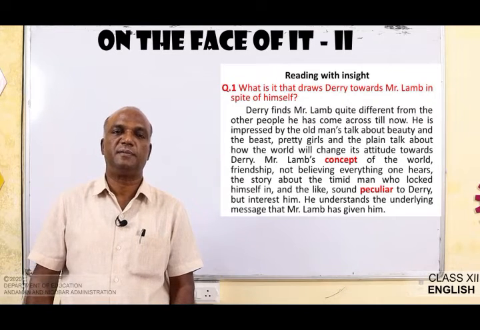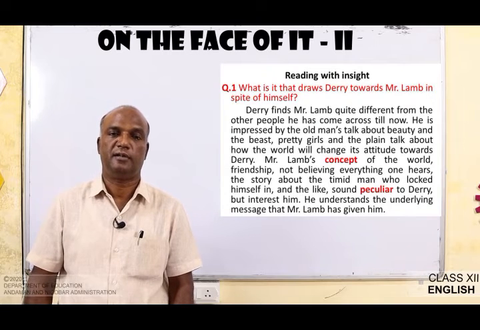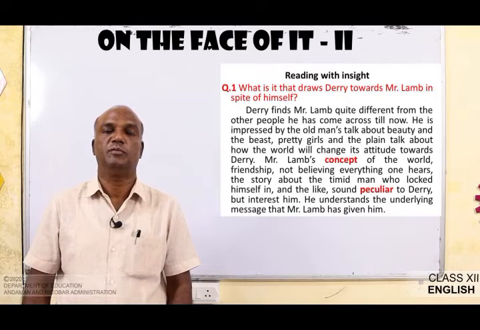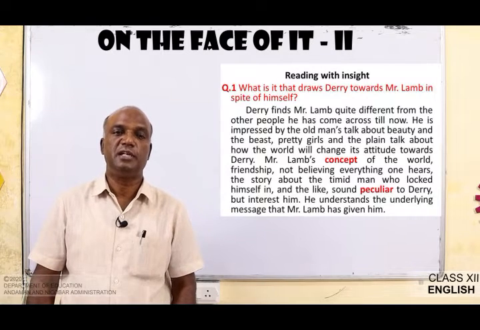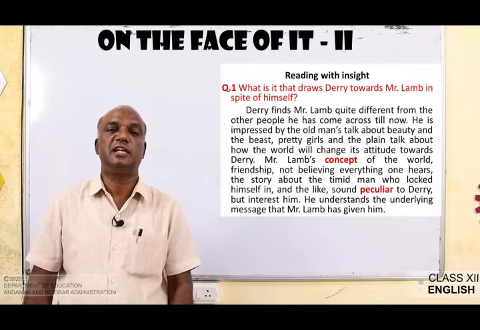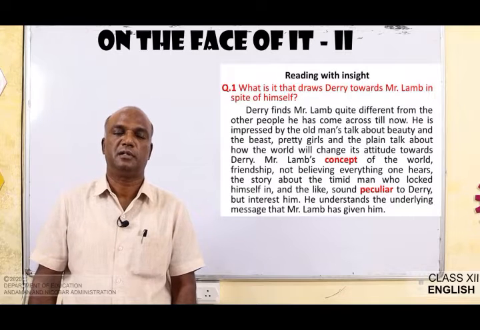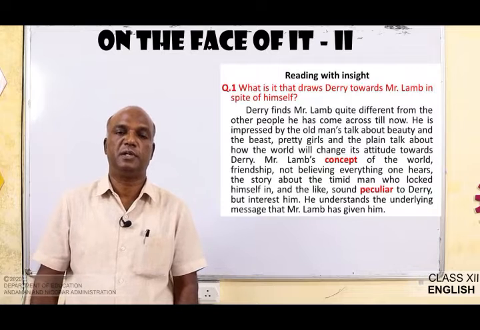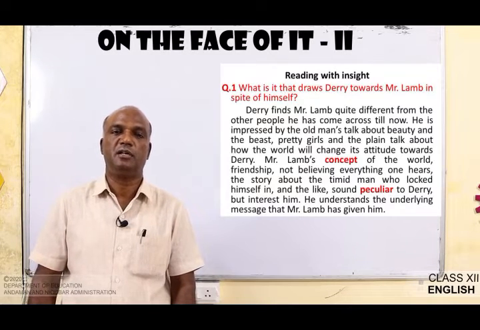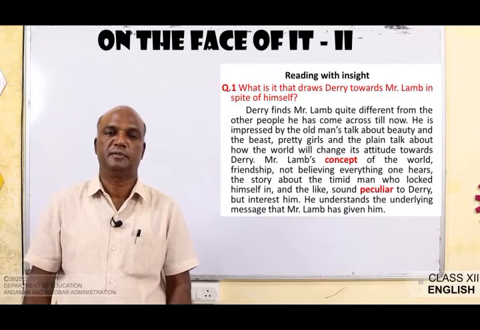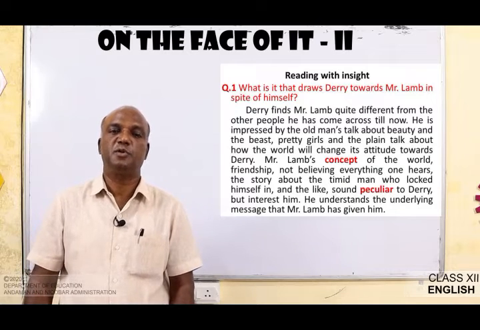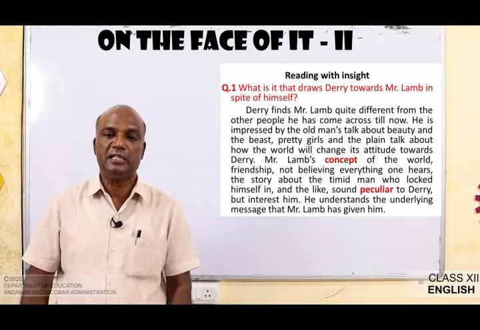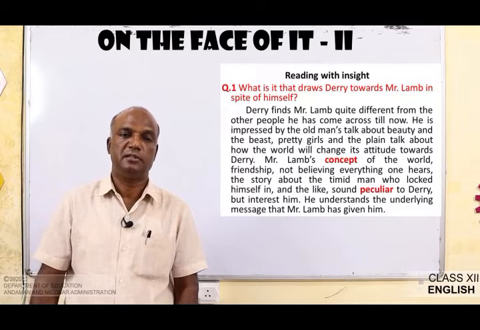Derry finds Mr. Lamb quite different from the other people he has come across till now. That is the first thing that attracts Derry. He is impressed by the old man's talk. Another thing is the way of talking about beauty and the beast. Your textbook says these are relative, not perfect. Everything is imperfect, according to Mr. Lamb's opinion. Pretty girls and the plain, and how the world will change its attitude towards Derry. Mr. Lamb's concept of the world, friendship, not believing everything one hears, the story about the timid man who locked himself in, and the lie sound peculiar to Derry, but interest him.